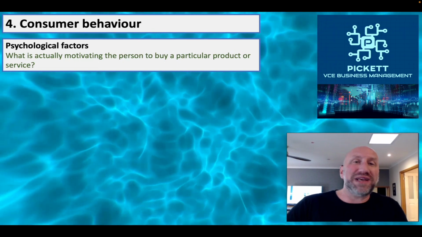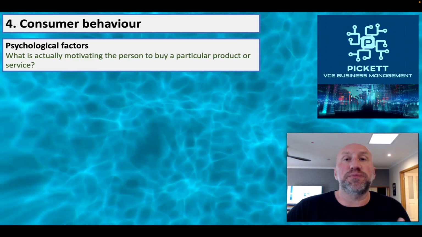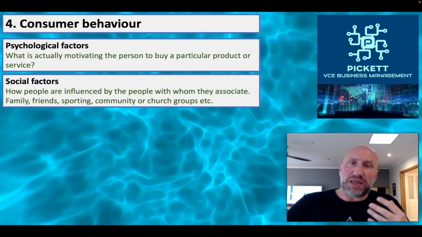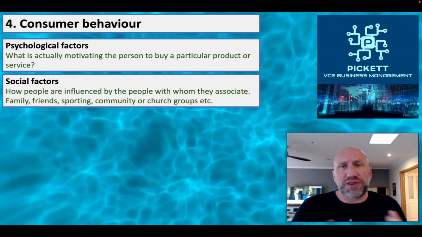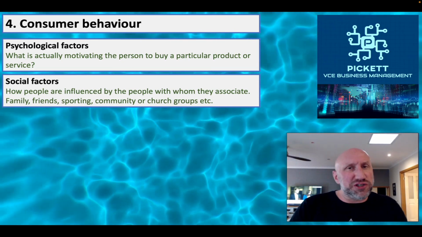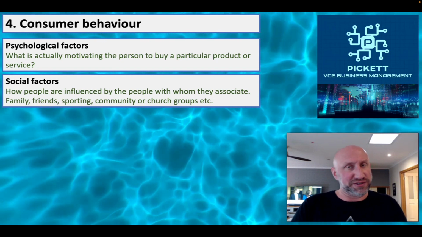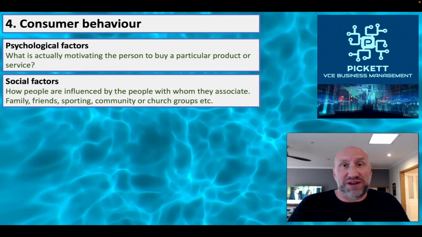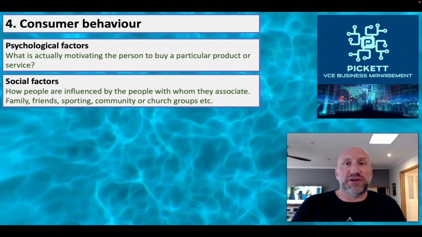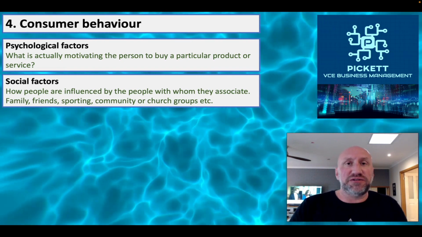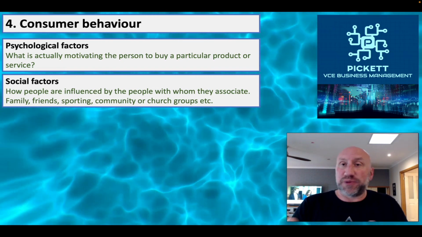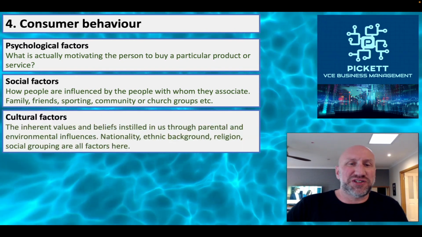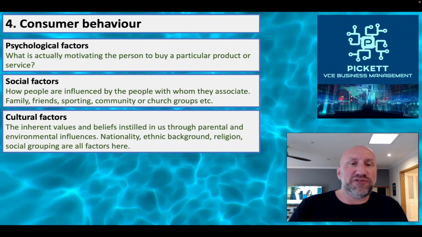Psychological factors, what is actually motivating the person to buy a particular product or a service. Social factors, how people are influenced by the people that they associate with. So your family, friends, your sports clubs, your community, church groups, that sort of thing. There's a huge amount of influence that we get from our friends. You tend to find that often our behaviors, our attitudes, our values are largely guided by those people that we associate with. And similarly, through cultural factors, through our parents and other environmental influences.